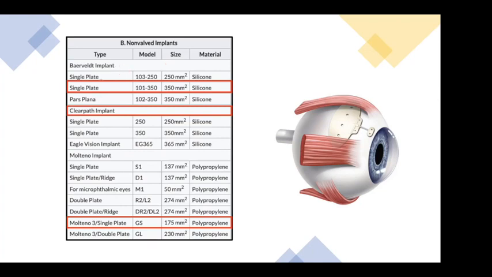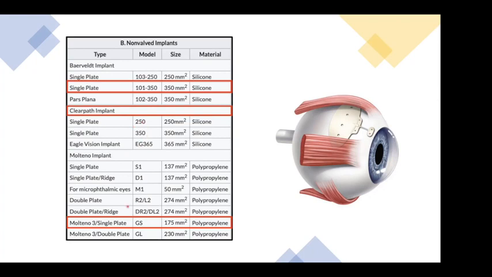On top of the non-valved implants comes the Baerveldt, and we have the Baerveldt in two sizes, the small one 250 and the 350 square millimeters, which is more commonly used. And then the company of the Ahmed valve has produced the ClearPath, which is an Ahmed valve but without a valve. So it's like a valveless Ahmed valve, and it's now getting into the market, and a lot of surgeons are using it. It comes in two sizes, 250 and 350.